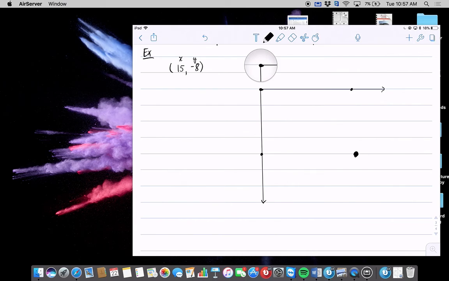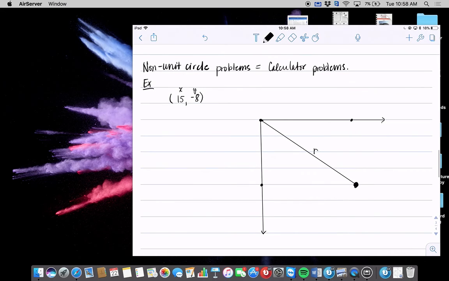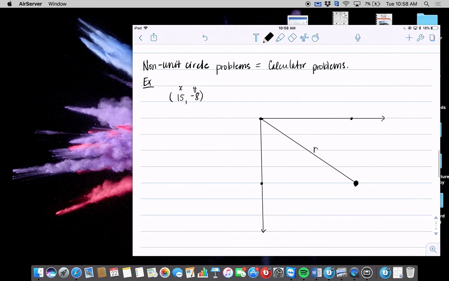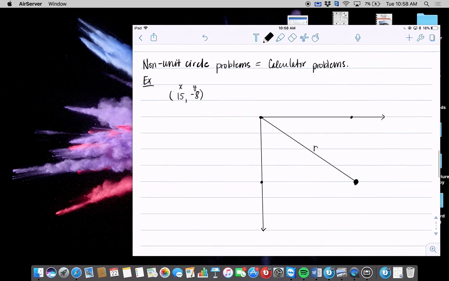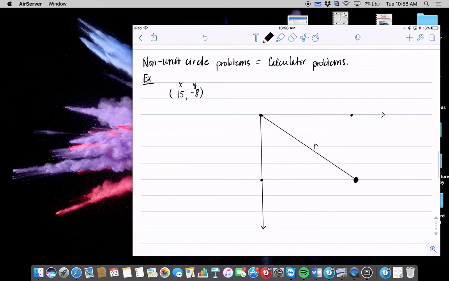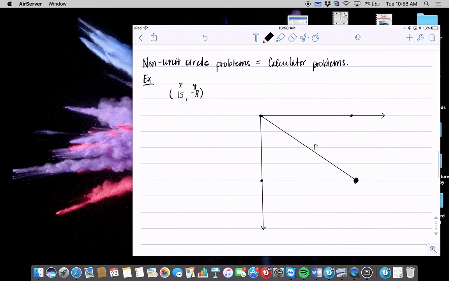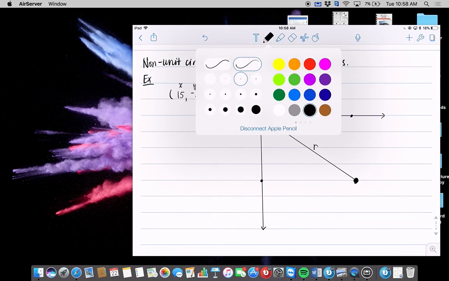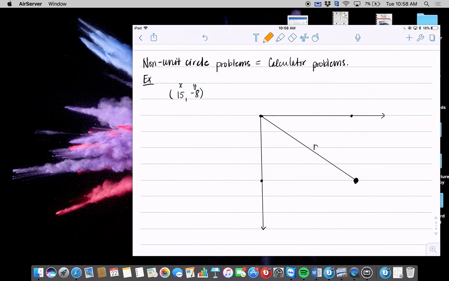So I know that this line segment that I'm about to draw is two things. One, it is the radius of the circle. And if we have a non-unit circle problem, we don't know what the radius is. Not yet, anyway. All right. And I also know that it's going to be the terminal side of the angle that I'm going to be looking for. So I'm going to be ultimately looking for whatever this angle is.